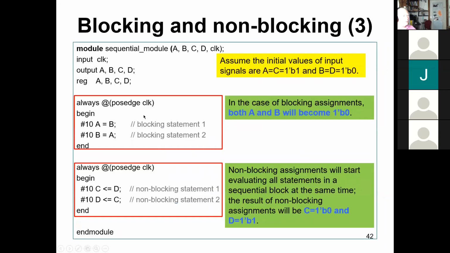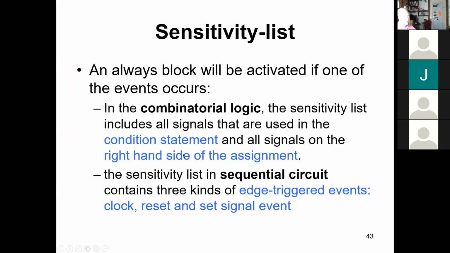So what they're saying is, if you intend this to be combinational logic, you're using this in the bastardized sense, then make sure every signal that appears down here ought to be in the sensitivity list. Certainly on the right-hand side anyway, maybe not the left necessarily. But in a sequential circuit, there are 3 kinds of edge-triggered events: clock, reset, and set signals. So generally, that's all you put in your sensitivity list: the clock, a reset signal, or a set signal. And they're all edge-triggered. They're all edge signals.